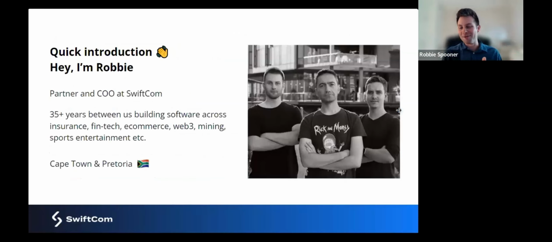Up front, an introduction is in order. My name is Robbie. I am one of the partners and CEO at SwiftCom. In that photo, you can see my better looking and arguably more intelligent business partners. Skulk in the middle, looking very distinguished in the Rick and Morty t-shirt, and Chris on the far right, who you saw as well. Between us, we're looking at about 35 plus years of building software across insurance, fintech, e-commerce, Web3. We've done some cool stuff in mining, sports, entertainment, and really just a lot across the board in exactly this type of thing of solving constraints and unlocking growth by using technology. And we as a team are split across Cape Town and Pretoria, obviously all in South Africa.